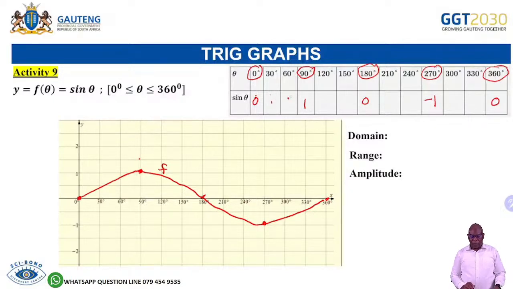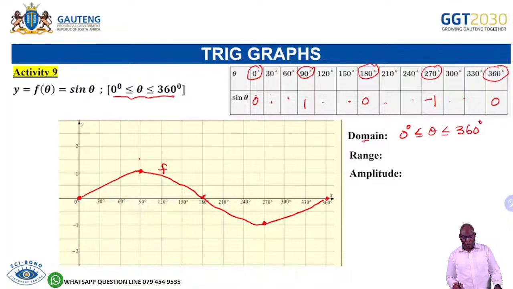So you can put all these values in there, just to make sure that your graph is accurate. Okay, now let's look at the domain. What does the word domain mean in trig graphs? It means, where does the graph start? Where does it end? In this case, the domain of the graph is 0 degrees less than or equal to theta less than or equal to 360 degrees. That is the domain of the graph.